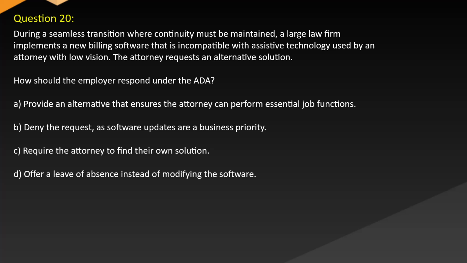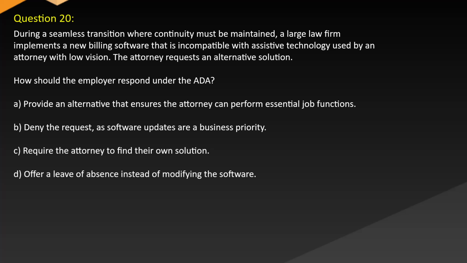Question 20. During a seamless transition where continuity must be maintained, a large law firm implements a new billing software that is incompatible with assistive technology used by an attorney with low vision. The attorney requests an alternative solution. How should the employer respond under the ADA? A. Provide an alternative that ensures the attorney can perform essential job functions. B.